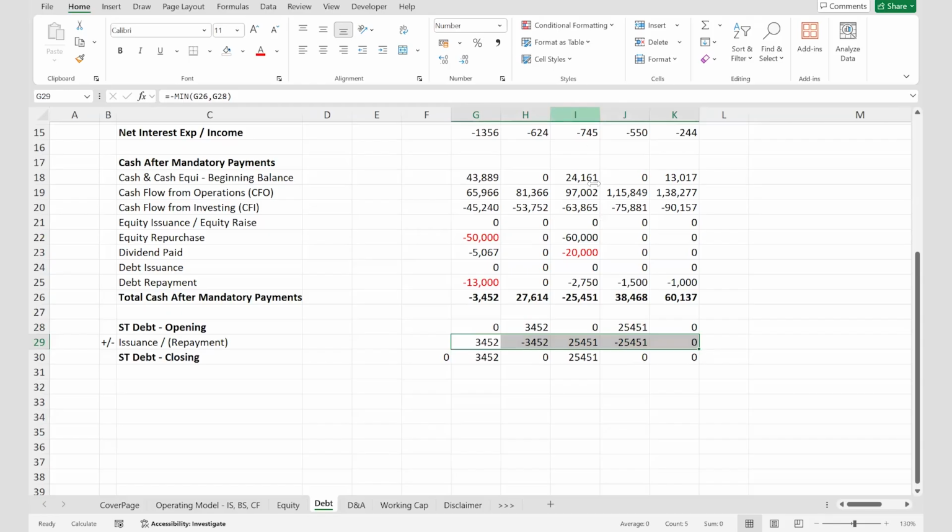So that's about your short-term debt, and the model is complete.